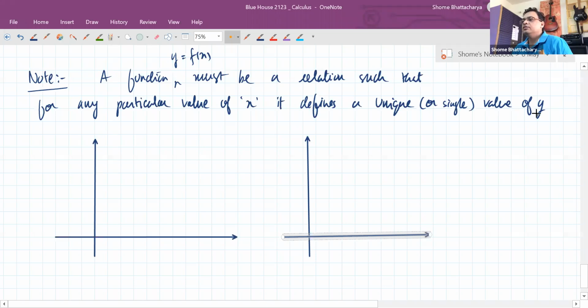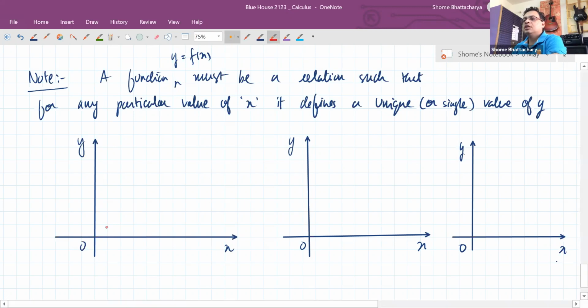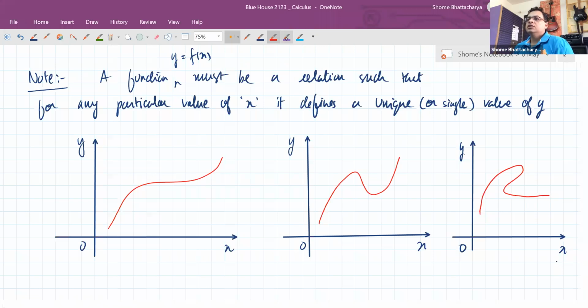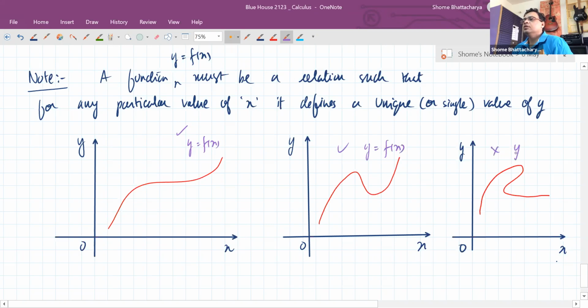I'm going to compare three different graphs. Suppose my first graph is like this. My second graph is like this, but my third graph is like this. So this is a function. This is also a function, but this will not be a function.